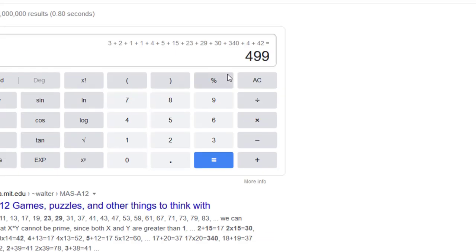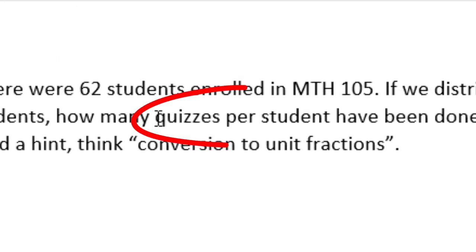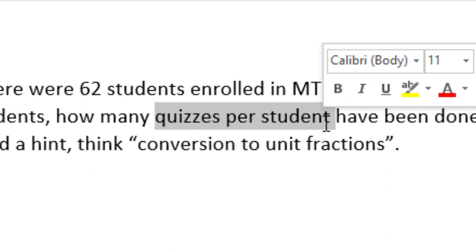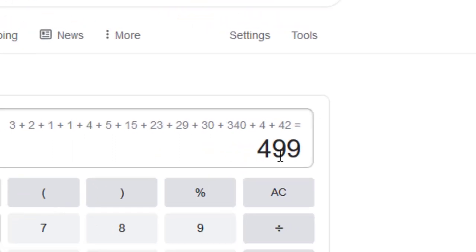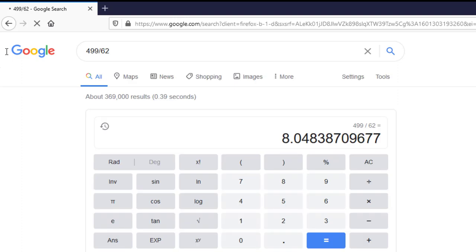All right, now we're going to take those 499 quizzes and distribute them across all 62 students. Because what I'm asking you in this one is, how many quizzes per student? This sounds like unit fractions again. Quizzes per student. So you're going to take the total number of quizzes, divide it by the total number of students, and that's going to give you a number per student. So again, we can use Google. Take 499 divided by those 62 students, and I end up getting basically 8 quizzes per student.